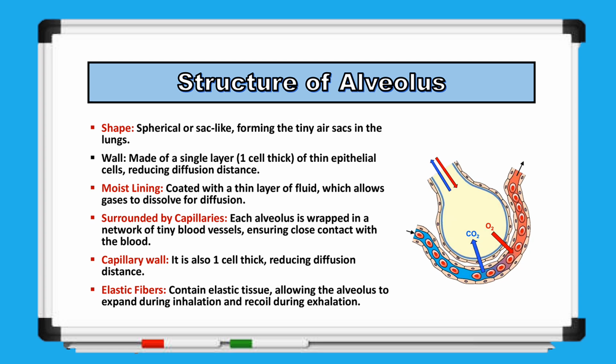Additionally, the alveolus contains elastic fibers in its walls. These fibers make the alveolus flexible, allowing it to expand during inhalation when air enters the lungs and recoil during exhalation as air is pushed out. This elasticity helps maintain efficient ventilation and supports the continuous process of gas exchange. In this way, the alveolus is perfectly adapted, with its round shape, thin walls, moist lining, close network of capillaries, and elastic structure, to ensure that oxygen and carbon dioxide are exchanged quickly and effectively every time we breathe.